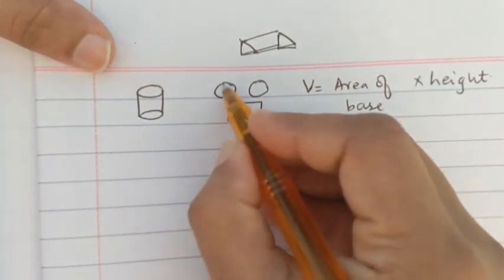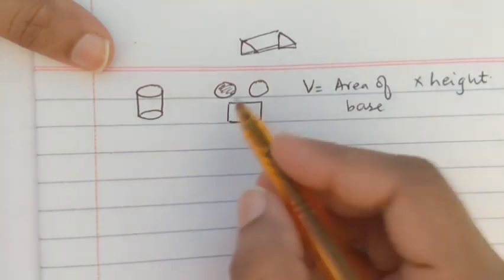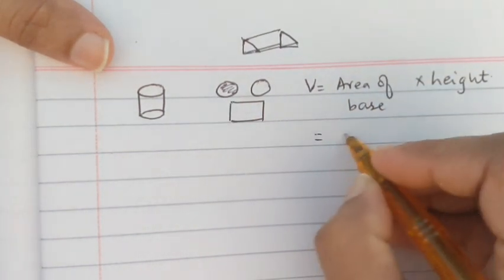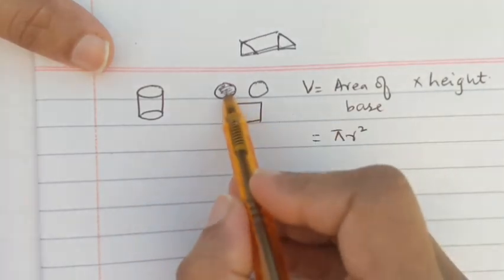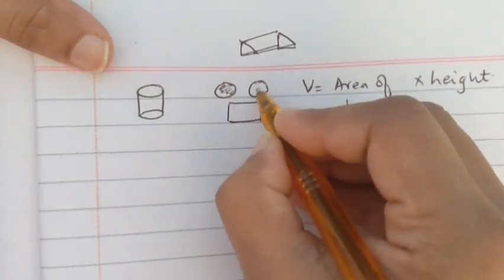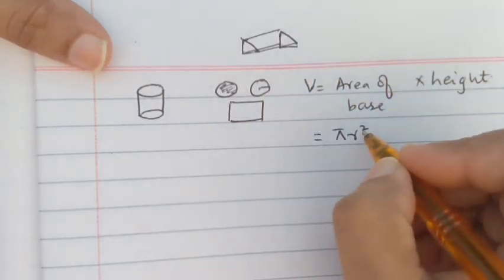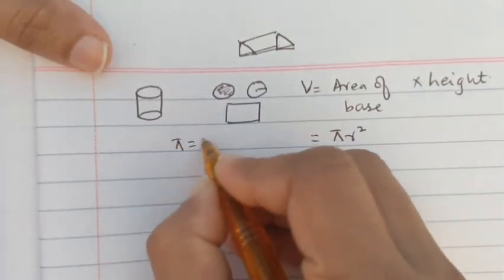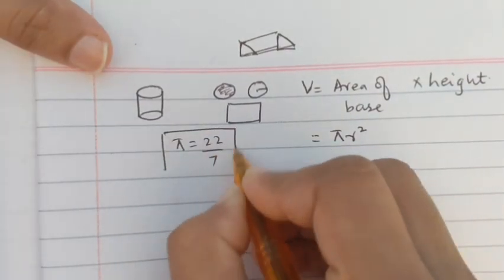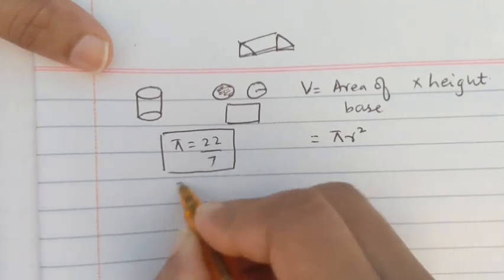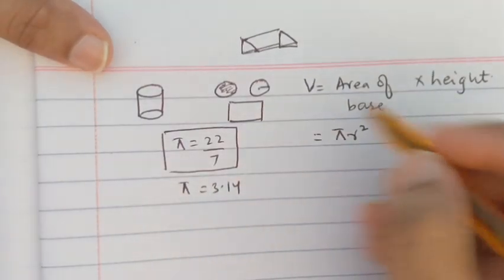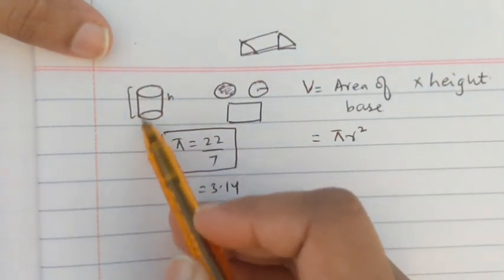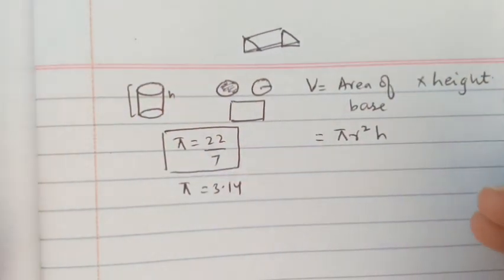So the area of base will be the area of the circular shape, and we already know that the area of a circle can be found using the formula pi r square, where r represents the radius, the length from the center to the edge. The value of pi is the constant 22/7, or you can use pi as 3.14 as well. And then for the height, this is the distance between the two bases, so we will multiply it by the height.